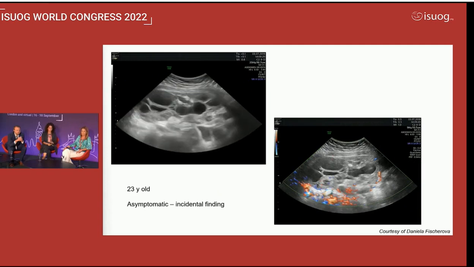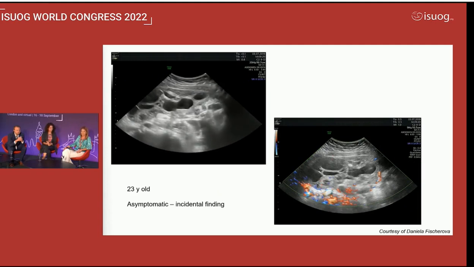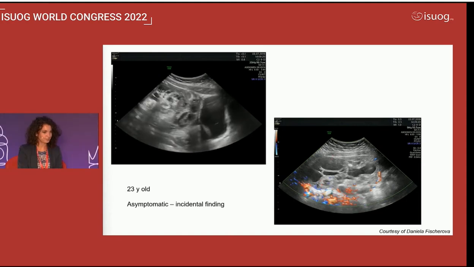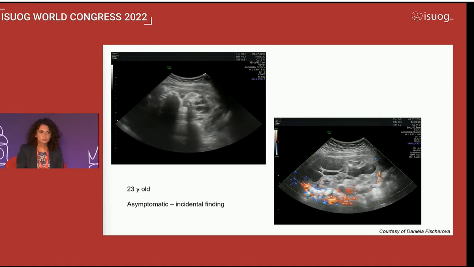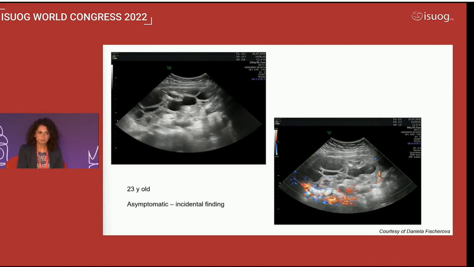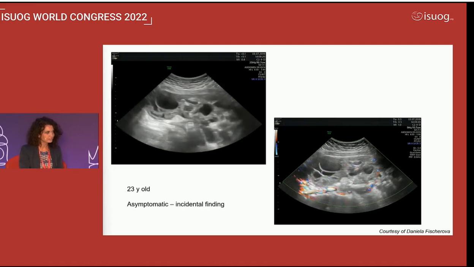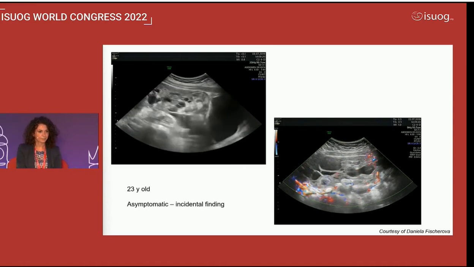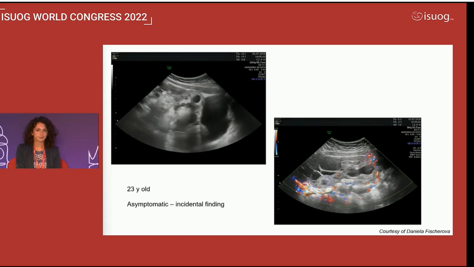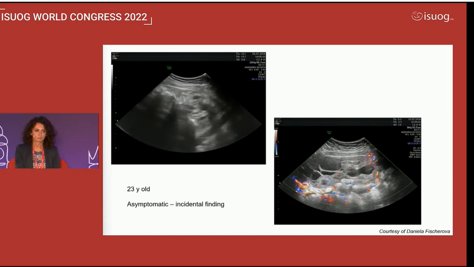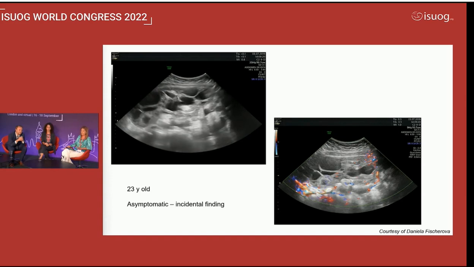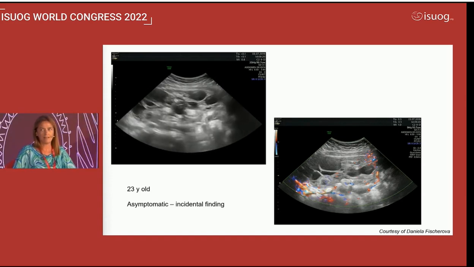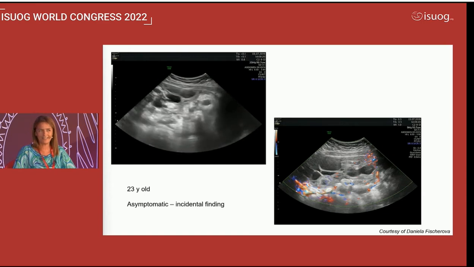We mentioned Daniela Fischerova. This is a case that she scanned. She gave it to me, a very young patient, which was, in my opinion, very weirdly asymptomatic. So it was an incidental finding. It's huge. I notice in this picture something that is very difficult to describe. The adjective I would use, bizarre. Do you like bizarre? Like Prof.